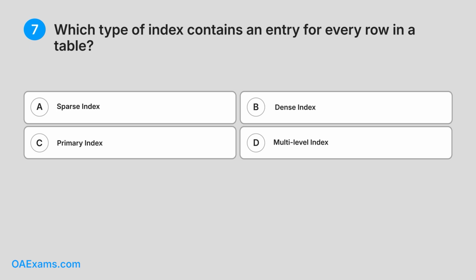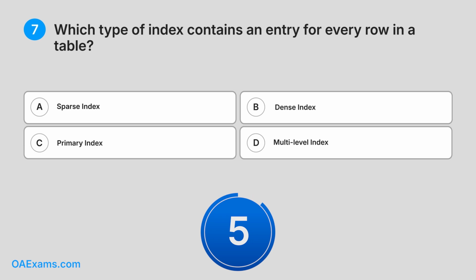7. Which type of index contains an entry for every row in a table? A. Sparse index. B. Dense index. C. Primary index. D. Multi-level index. What do you think is the answer?